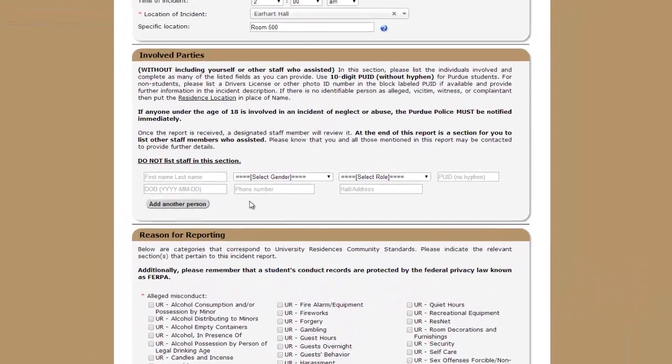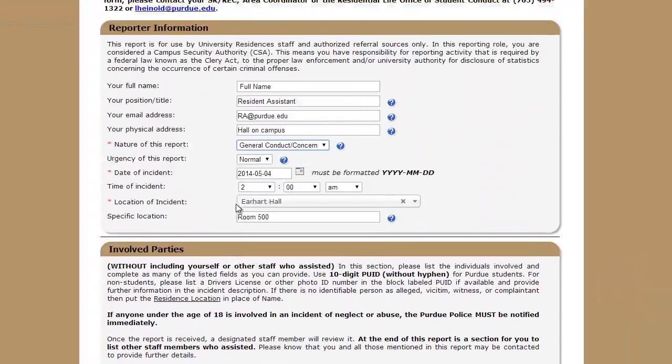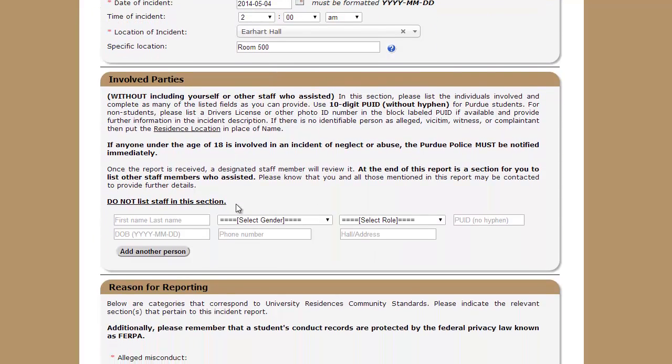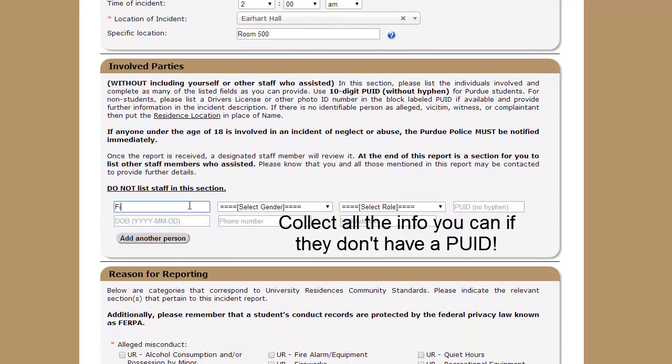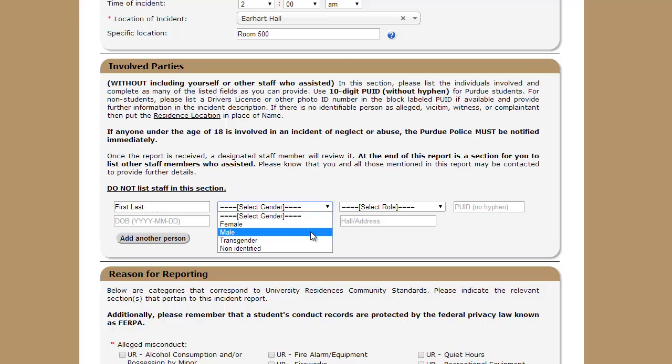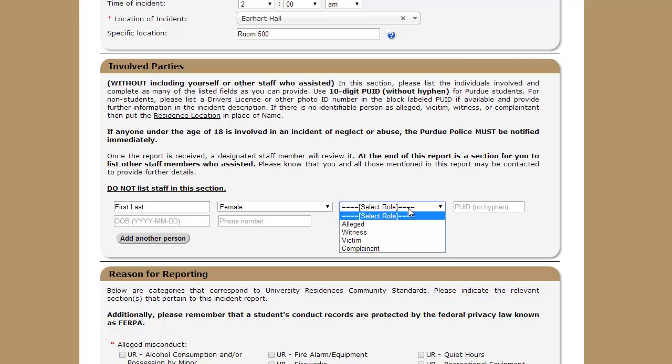After collecting information from individuals confronted for any situation, copy that information here for your report. For non-students, place information in appropriate blanks, like a driver's license number in the PUID slot. If you have a database or spreadsheet with student information for your hall, use that to fill out as much of the form as possible to help administrators. There should be no hyphen in the PUID, and please make sure that students' names are spelled correctly so that if information on a student is limited, it is easier to find them in the system if a search is necessary. You can then add another person by clicking the button if you need to.